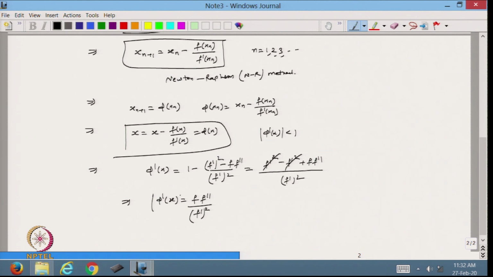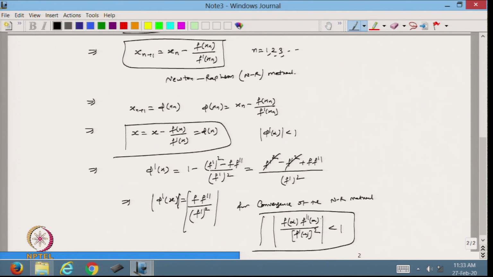So, that is the condition we got. Based on this, the necessary and sufficient condition for the convergence of the Newton-Raphson method is that the modulus of f at alpha, f double dash alpha by f dash alpha square should be less than 1. So, that is my necessary and sufficient condition for the convergence of the Newton-Raphson method.